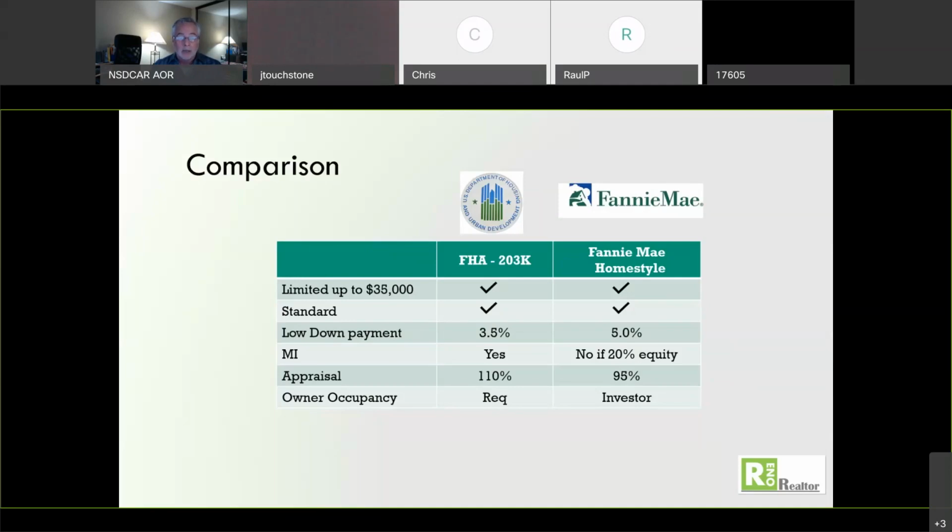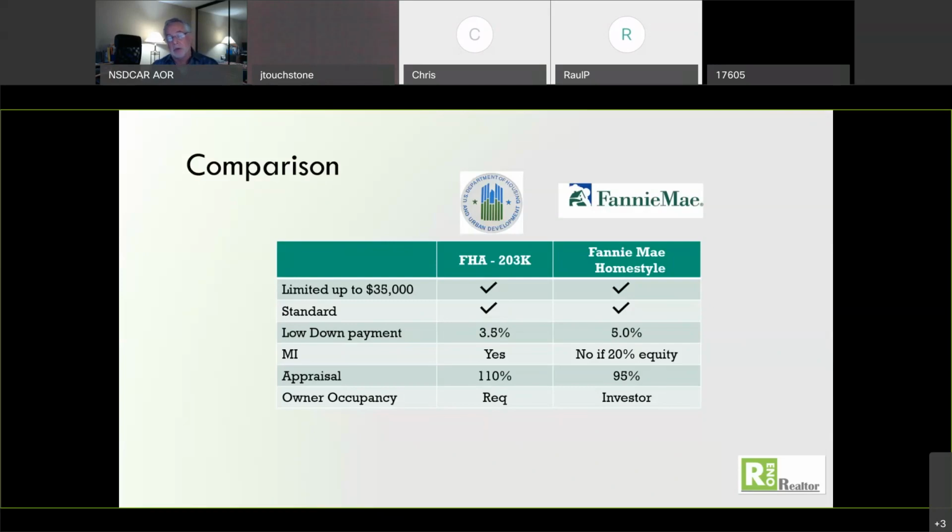You'll be a hero. One of the other distinctions is that Fannie Mae requires owner occupancy. The Fannie Mae HomeStyle does allow us to work with investors. There are a couple of other conditions. You have to come in with at least a 15% minimum down payment on it.